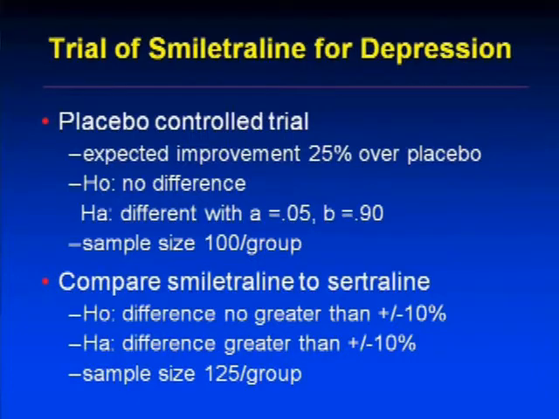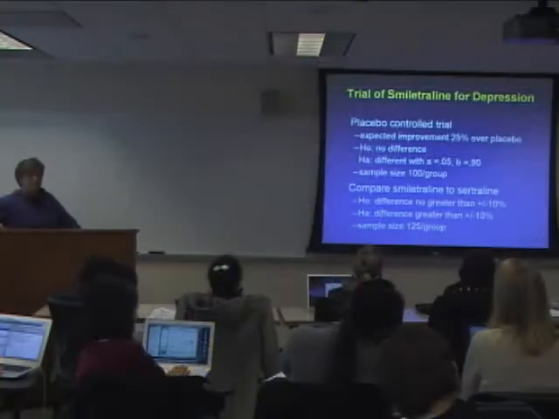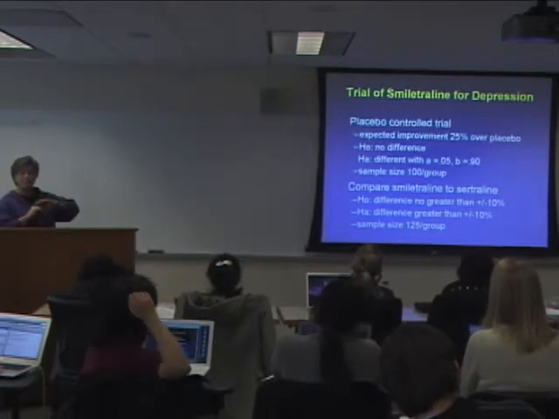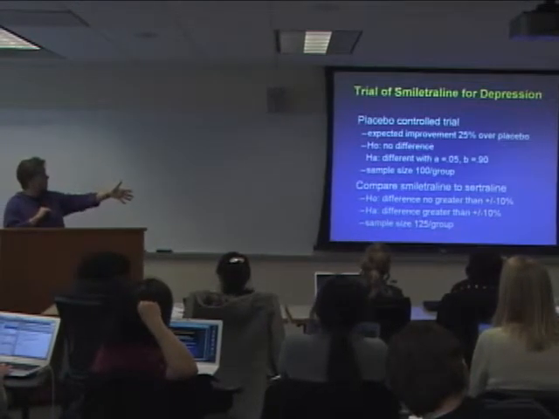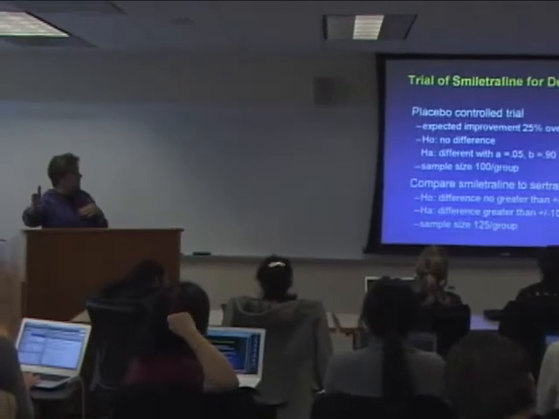And I want to do a placebo-controlled trial. If I want to do a placebo-controlled trial, right, I randomize my major depressive patients to Smiletrelene or an old drug, say sertraline, which is Zoloft. I expect a 25% improvement over placebo in depression scales, like the Beck Depression Inventory. My null hypothesis is there'll be no difference in change in Beck Depression scale in the two groups. And the alternative is that they'll be different. And I use an alpha of 0.05 and beta of 0.9. And the sample size would then be 100 per group under those criteria.